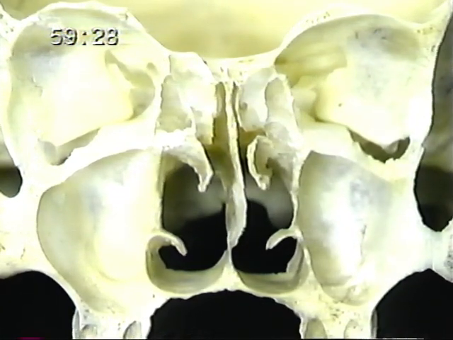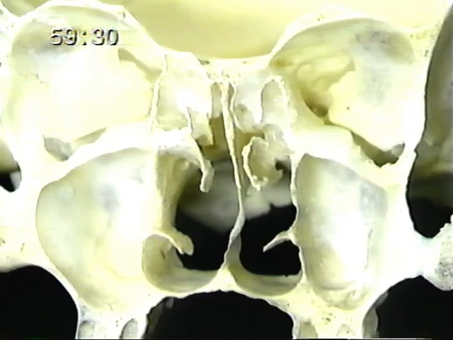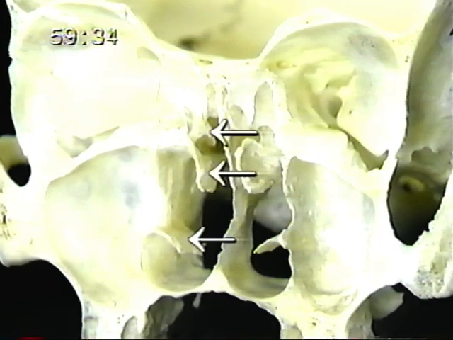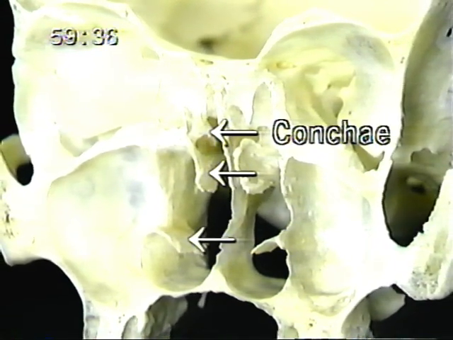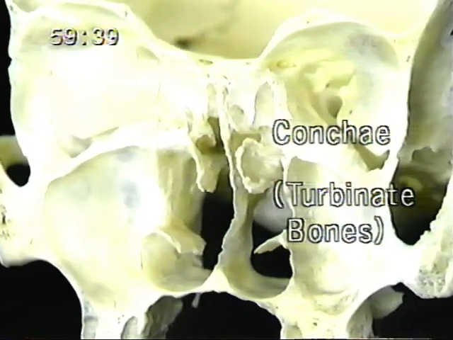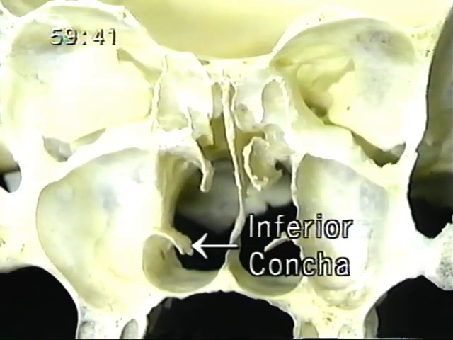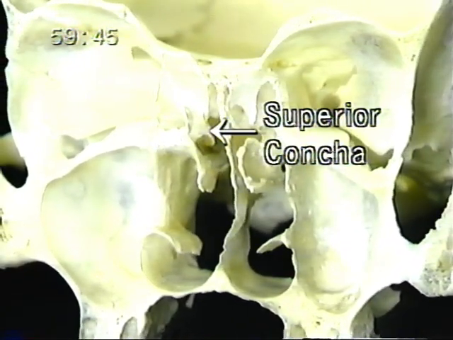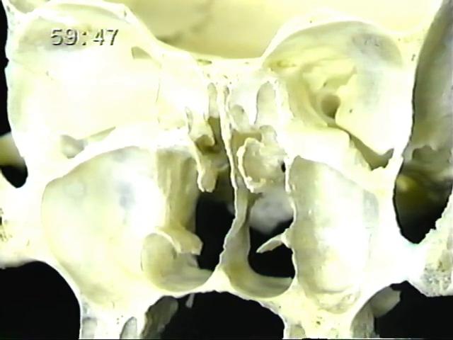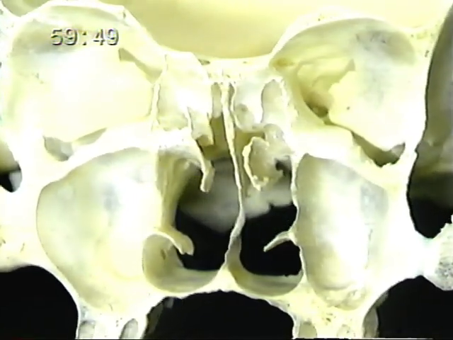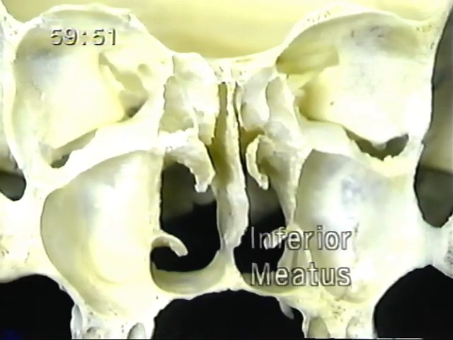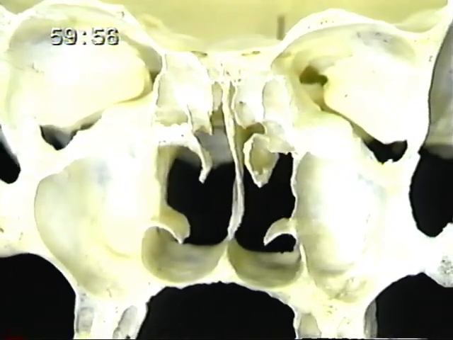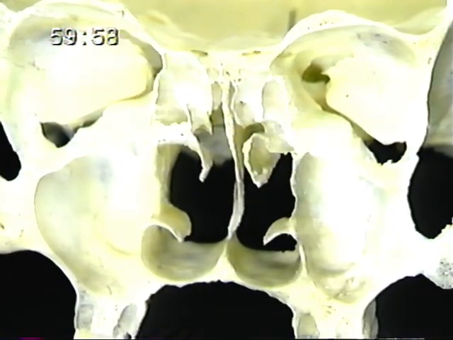So is the floor. By contrast, the lateral wall is marked by a number of features, most notably by these 3 delicate bony projections, the conchae, also known as the turbinate bones. This is the inferior concha, this is the middle concha, this is the much smaller superior concha. The three conchae partially divide the air passage into three parts: the inferior meatus, the middle meatus, and the superior meatus.